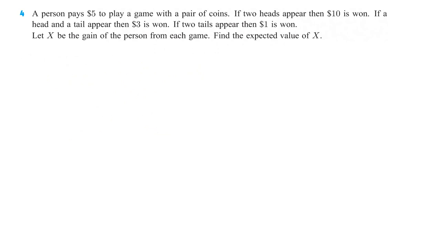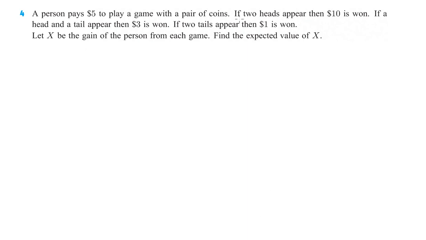Number 4: a person pays $5 to play a game with a pair of coins. If 2 heads appear, then $10 is won. If a head and a tail appear, then $3 is won. If 2 tails appear, then $1 is won. Let X be the gain of the person from each game. Find the expected value of X.